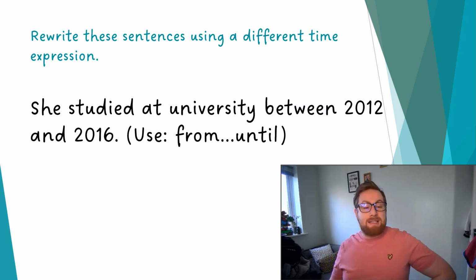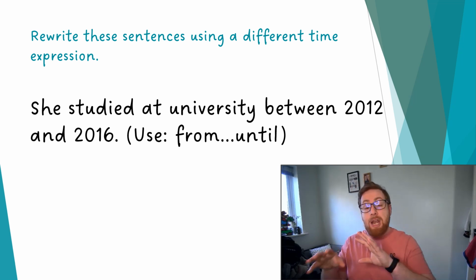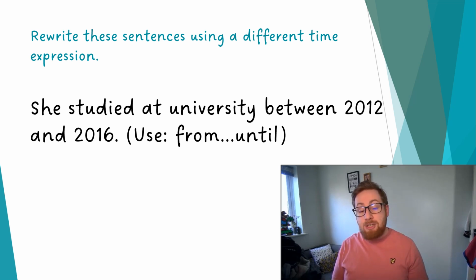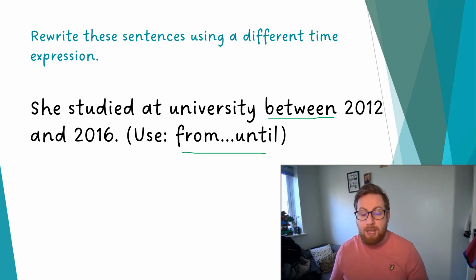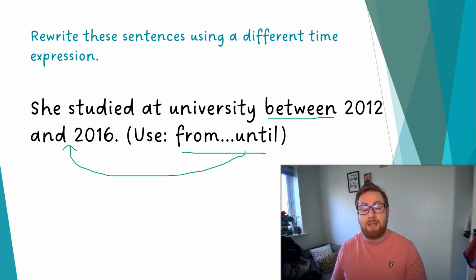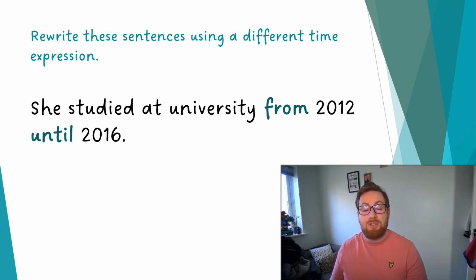How about these sentences? Can you rewrite them using different time expressions? We may need to change a number of things in each sentence. She studied at university between 2012 and 2016. How can we use from and until? Well, we need to look here and we need to add something here. What do we think? She studied at university from 2012 until 2016.